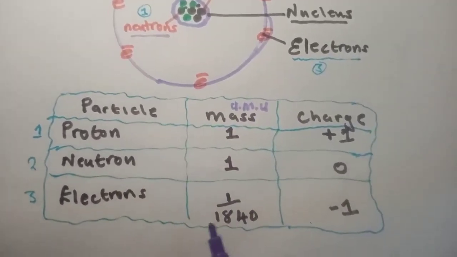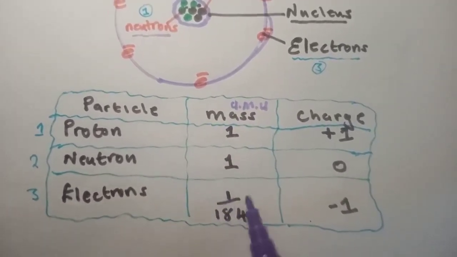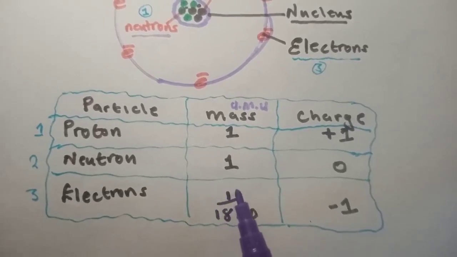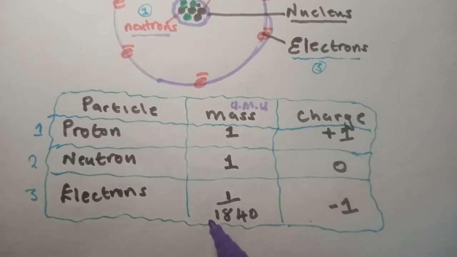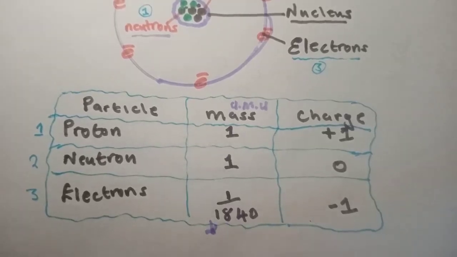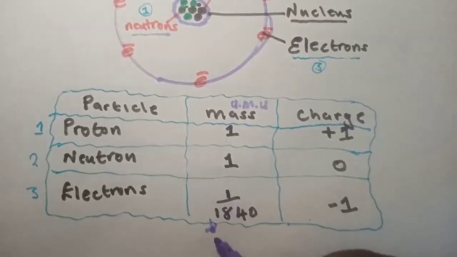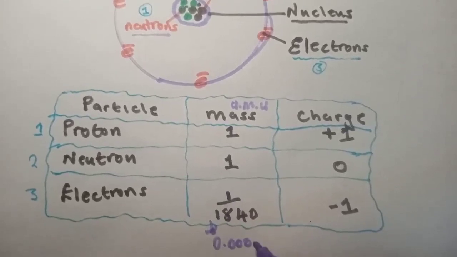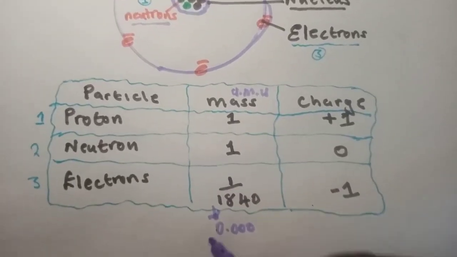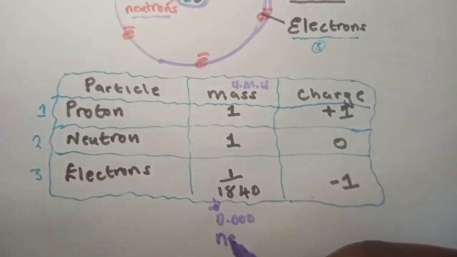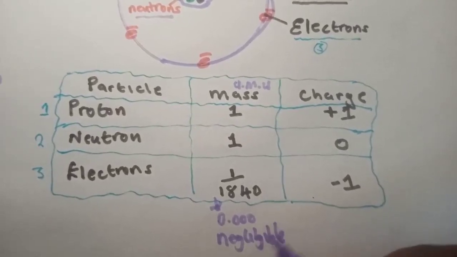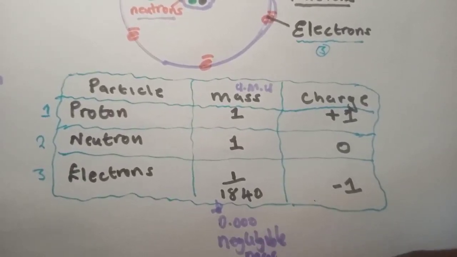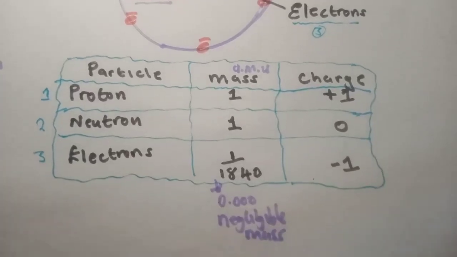But the electron has a very, very small mass, and we call this mass negligible because it's insignificant. If you were to divide this number, you would get 0.00. So the electron has a negligible mass.